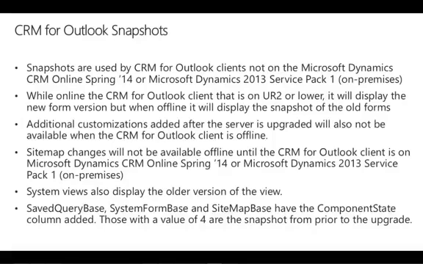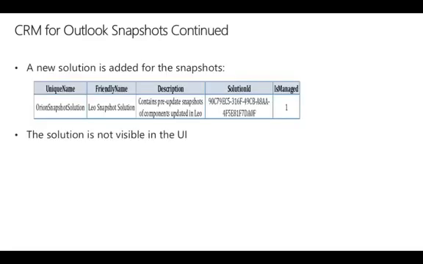Within the saved query base, system form base, and sitemap base, there is a new component state column added. Those that have a value of 4 are the snapshots from prior to the upgrade. Additionally, there is a new solution that is added for the snapshots, with the unique name of Orion Snapshot Solution and the friendly name of Leo Snapshot Solution. That solution ID will be tied to any of the snapshots in the saved query base, the system form base, or the sitemap base. The solution, however, is not visible through the UI.